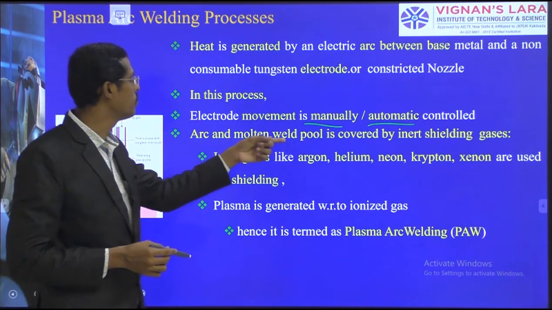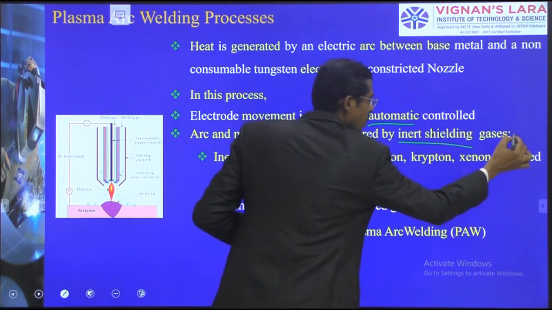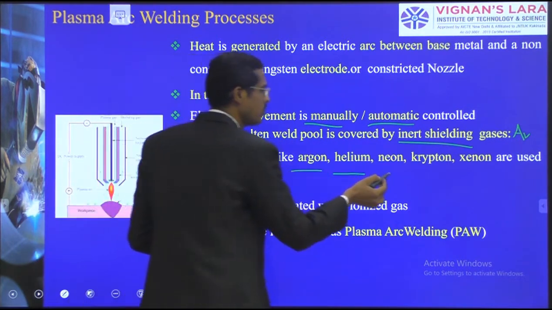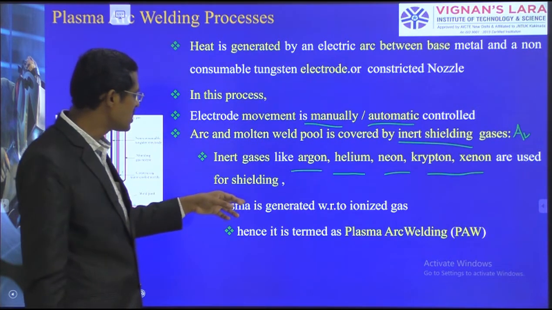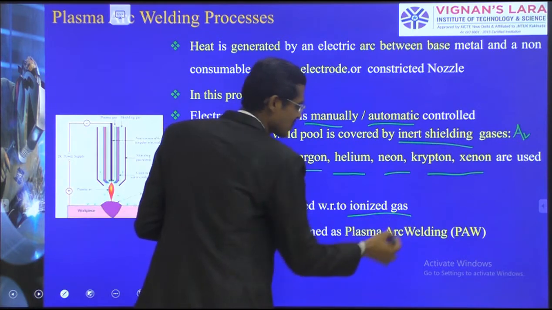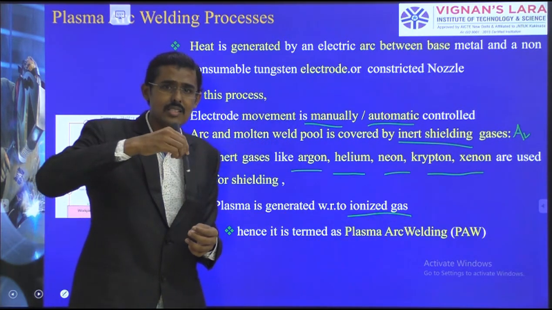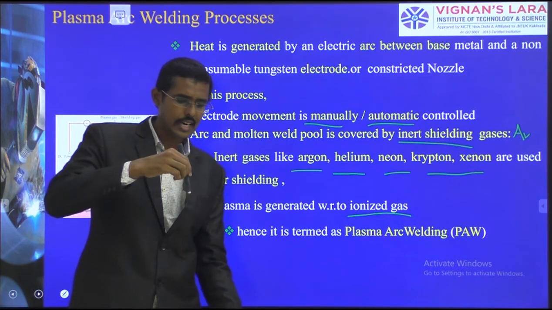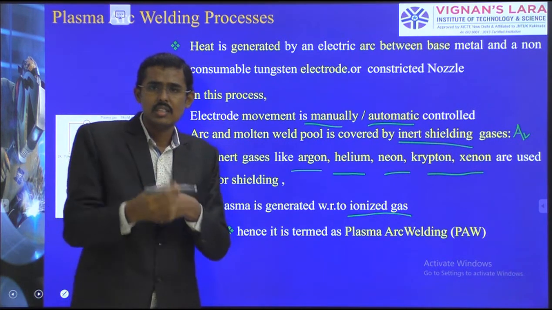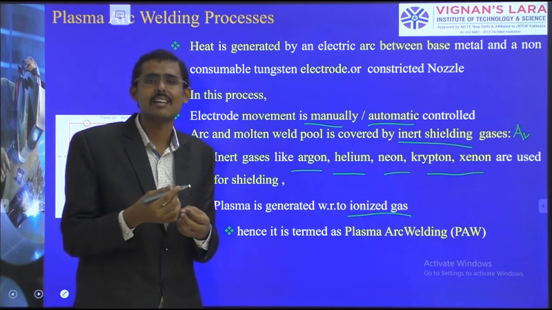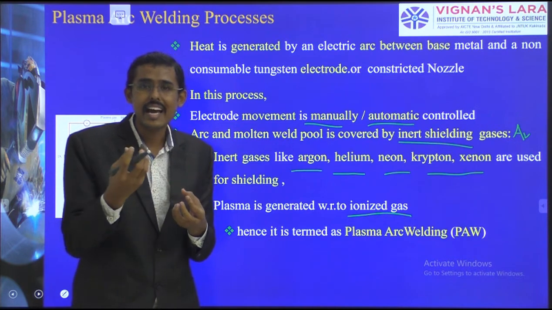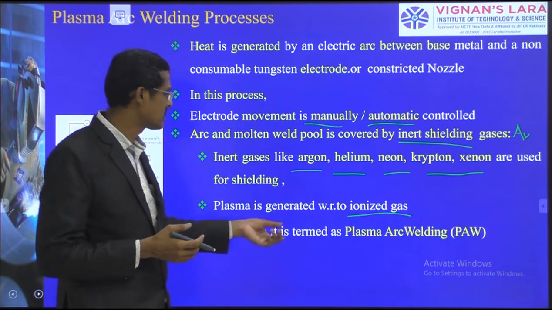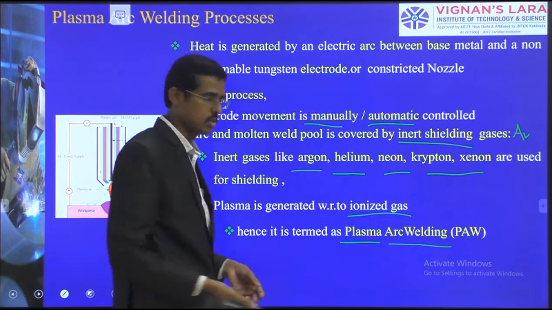Arc and molten weld pool are covered by an inert shielding gas. Inert gases can be argon, helium, neon, krypton. Plasma is generated with respect to these ionized gases. Due to the release of electrons from the electrode, they move in the downward direction and are attracted by the ions from the positive end. This formation of ions and electrons causes an ionized gaseous zone in between this arc. That gaseous zone we call a plasma zone. Hence it is termed the plasma arc welding process, PAW.